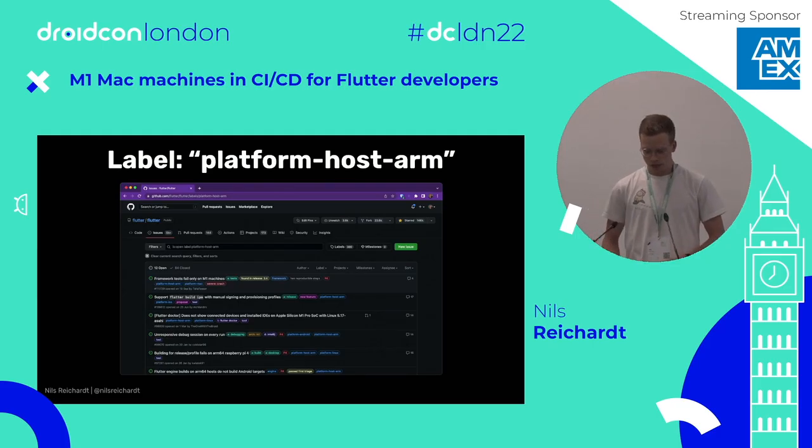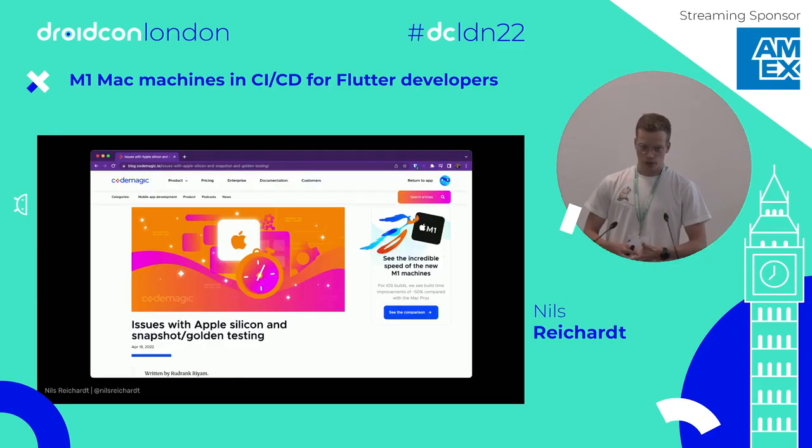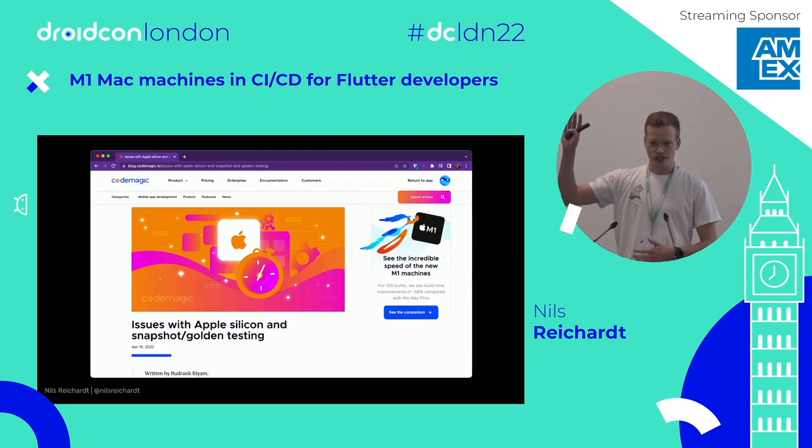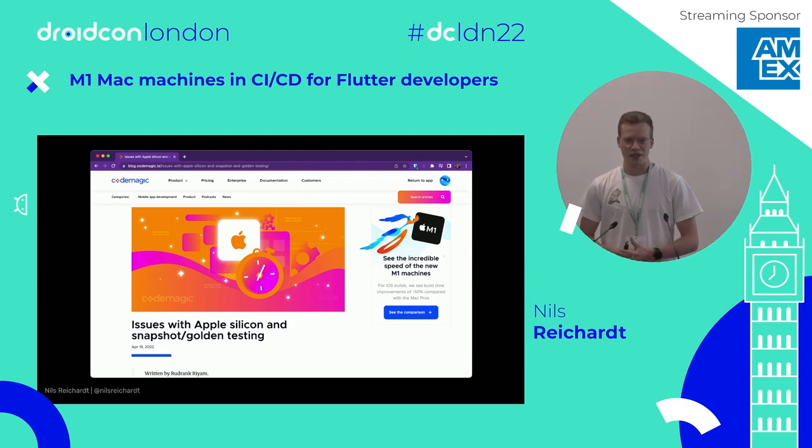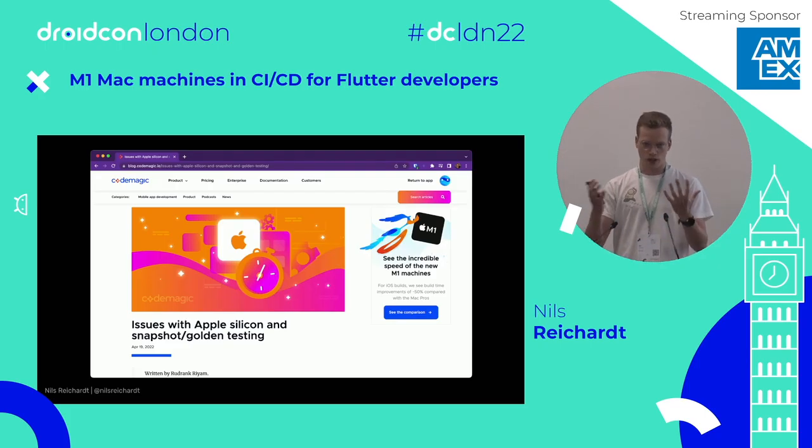And if you are using M1 in CI/CD, you might have some issues with Golden Tests. And I would like to know who's using Golden Tests in their project. Just raise your hand. Okay, not that many anymore. I can really recommend you to use Golden Tests because they are really awesome to test your UI. So basically, you get some kind of image, and you're comparing this image with the original image, and you look, okay, if there are some differences between them.